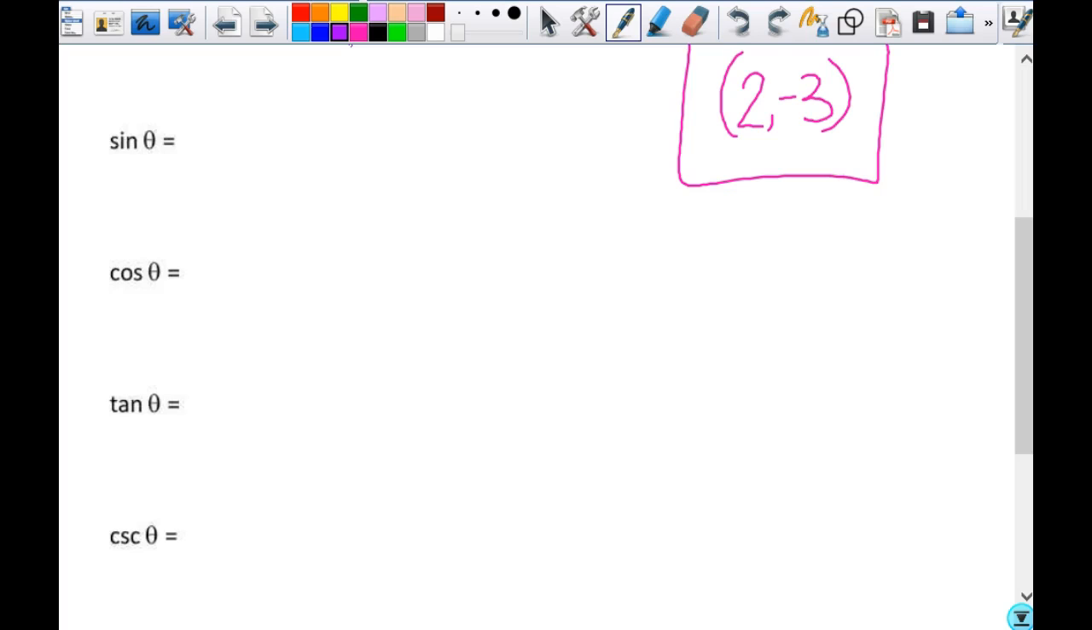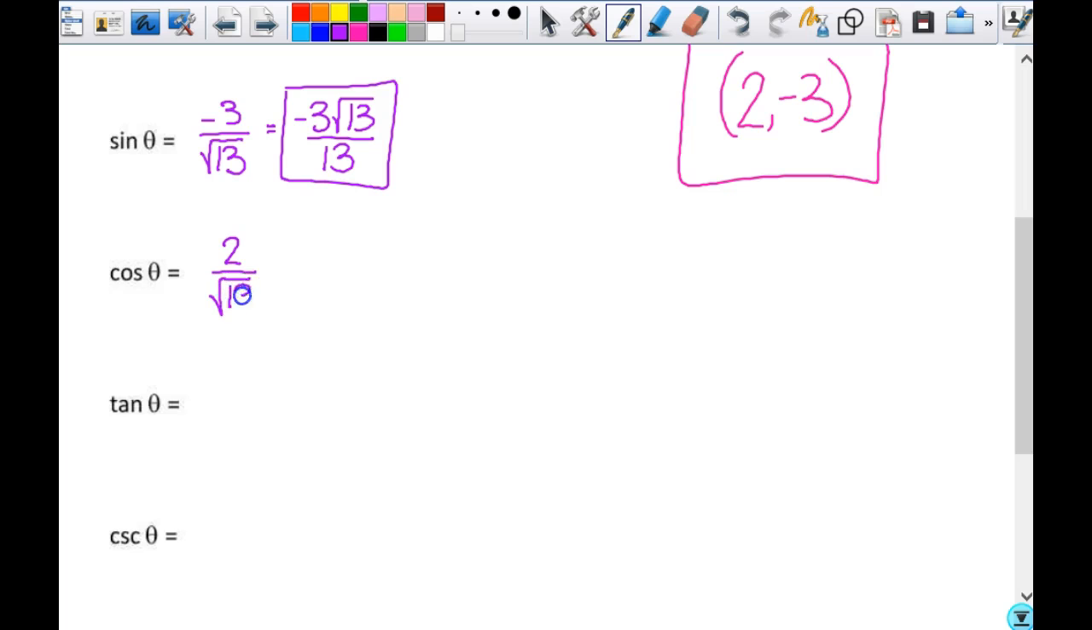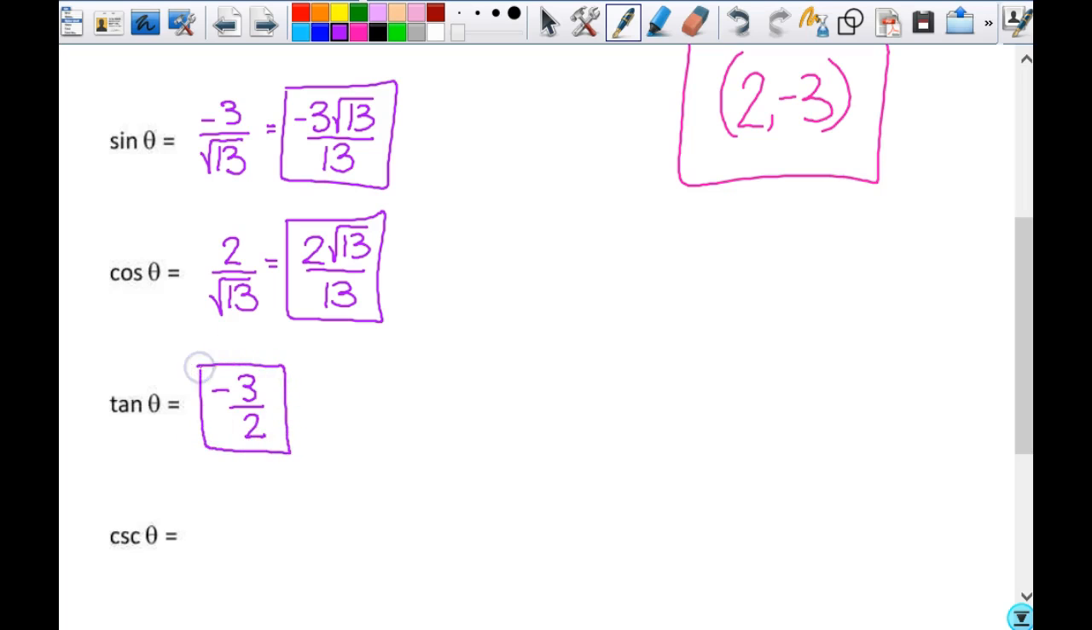So sine, I know, is y over the radius. So my y value is -3 over my radius, which is the square root of 13. I have to rationalize, so that gives me -3 square root of 13 over 13. Cosine is my x over r, so that's going to be 2 over the square root of 13. So that is 2 square root of 13 over 13. Tangent is y over x, so that is going to give me -3 over 2. Can't simplify that, so that's that.